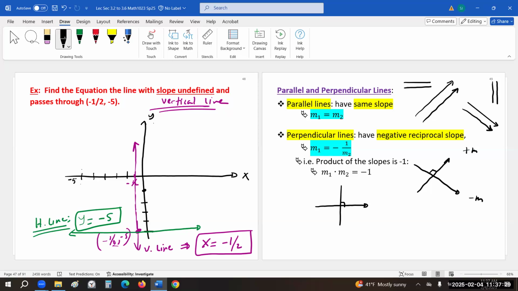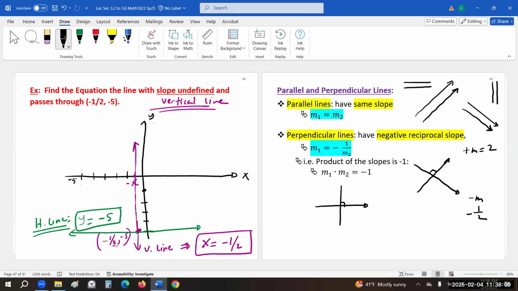See? So horizontal line has a slope 0. Vertical line has a slope undefined. They are opposite of one another. And the interesting thing is that if you multiply the two slopes of the perpendicular lines, their product is always -1. For example, let's say this slope is 2. That means that line has to have slope -1/2. So they have to have opposite sign and flipped fraction or flipped number.